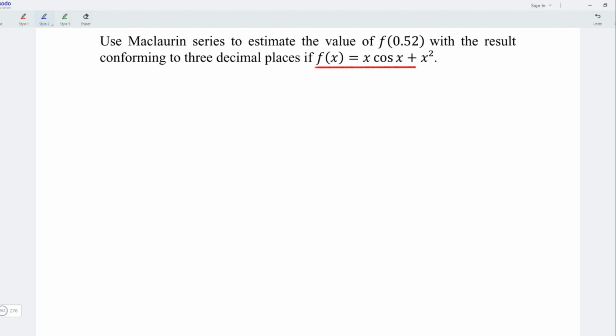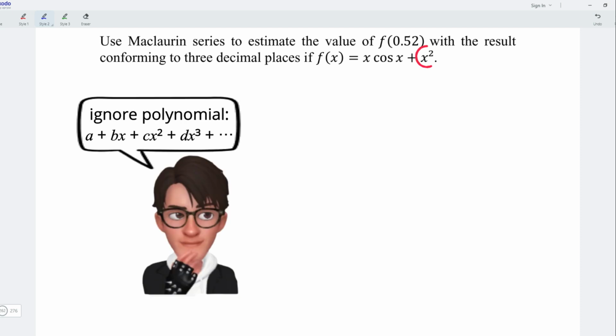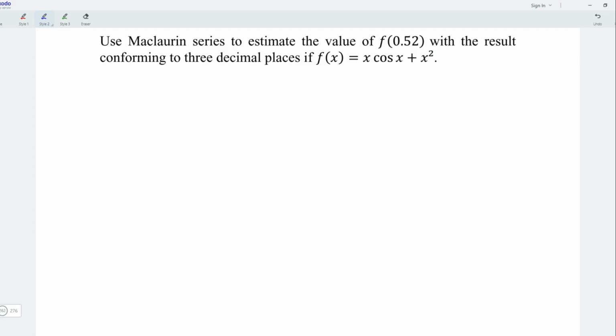We are given a function of x and asked to estimate its value when x is equal to 0.52 using Maclaurin series. Always bear in mind that when finding Maclaurin series, we can exclude any terms that can be treated as polynomial, which means that instead of differentiating the function f(x), I'm going to let g(x) be equal to x multiplied by cos x. At point x is equal to 0, anything multiplying 0, we get back 0.